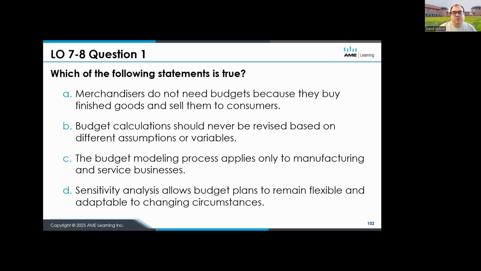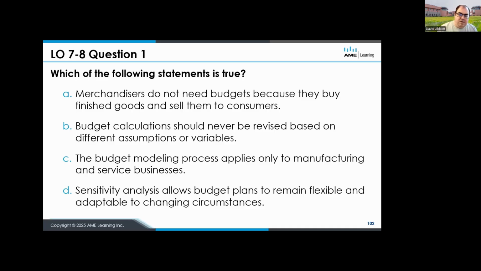So which of the following statements out of these is true? Is it A, that merchandisers don't need budgets because they buy finished goods and sell them to consumers? We know that's not true. Is it B, that the budget calculation should never be revised based on different assumptions or variables? We know that's not true because that's something that we certainly want to do. It's important to do that to give us more intelligence to know what could happen given certain scenarios, to make sure that we're prepared for them.